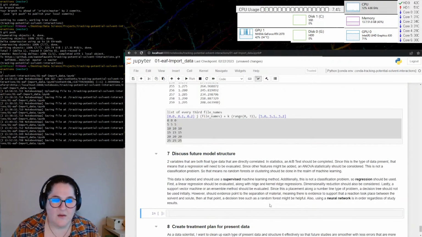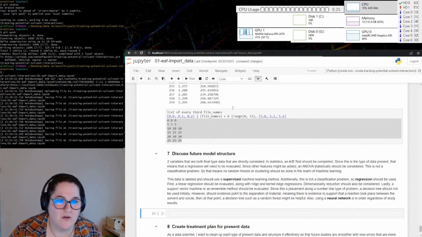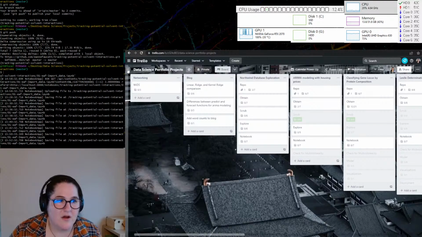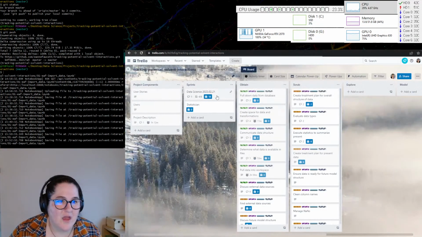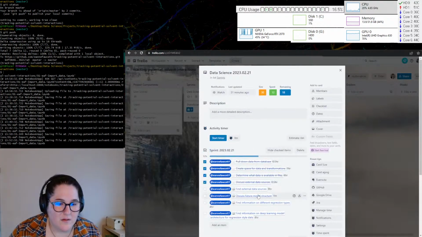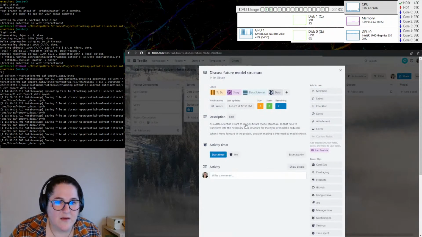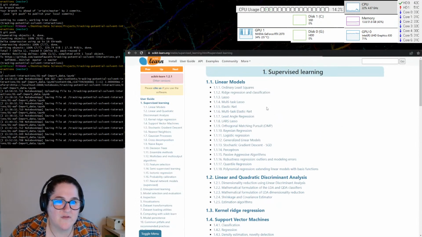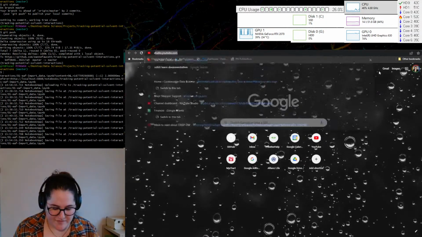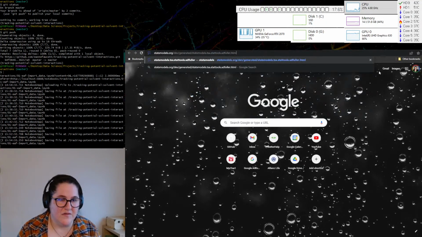And this discuss future model structure part of our sprint here. Let's look at the card. Discuss future model structure so that time to transform into the necessary data structure for that type of model is reduced. We know that we want to look at first an OLS, and I'm also going to bring up statsmodels.